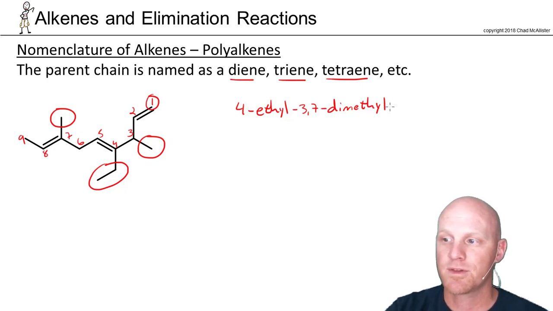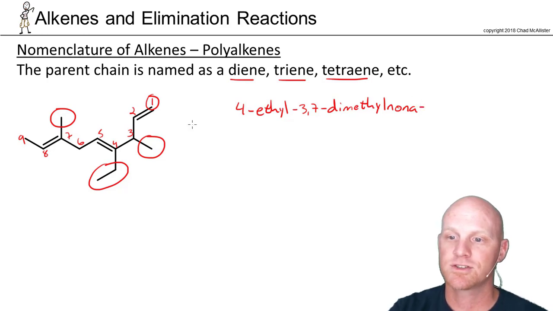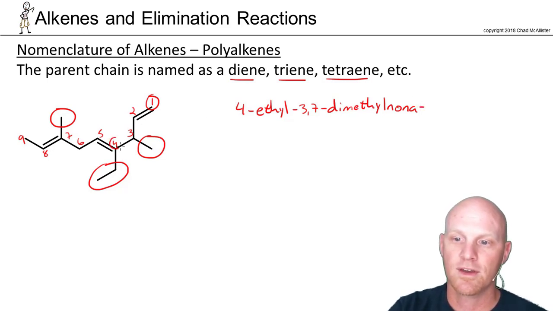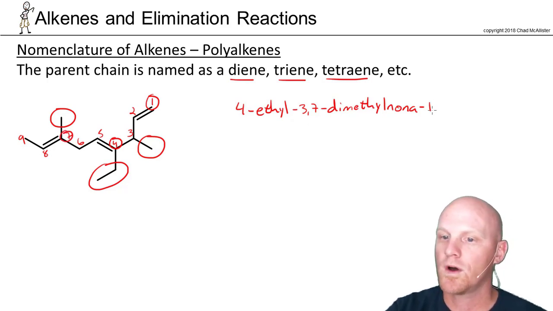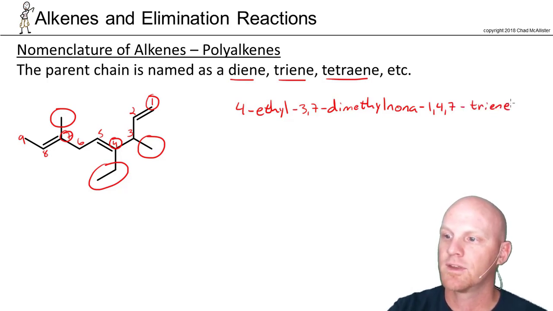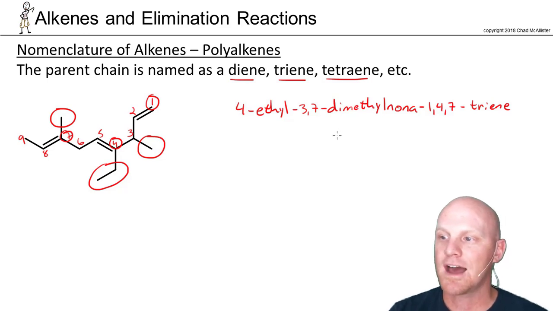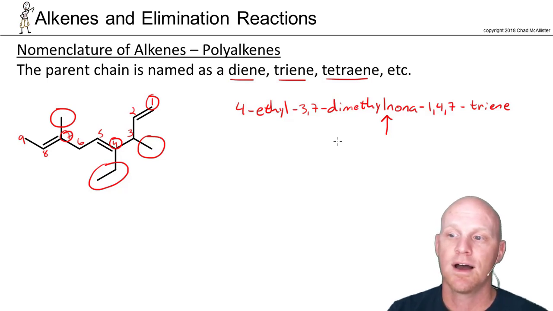In this case, I'm going to put the designators right in the middle of the word. Right before I say triene, I'm going to give those 3 locations. One is at position 1, one of the alkenes is located at position 4, and one of them is located at position 7. So we'd say nona-1,4,7-triene. So this is 4-ethyl-3,7-dimethylnona-1,4,7-triene. And again, we could have put those chain locators right before the parent chain and said 4-ethyl-3,7-dimethyl-1,4,7-nonatriene as well.